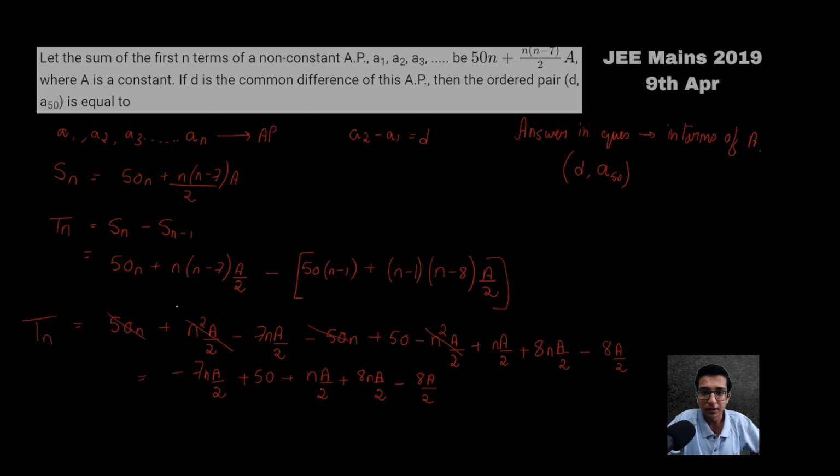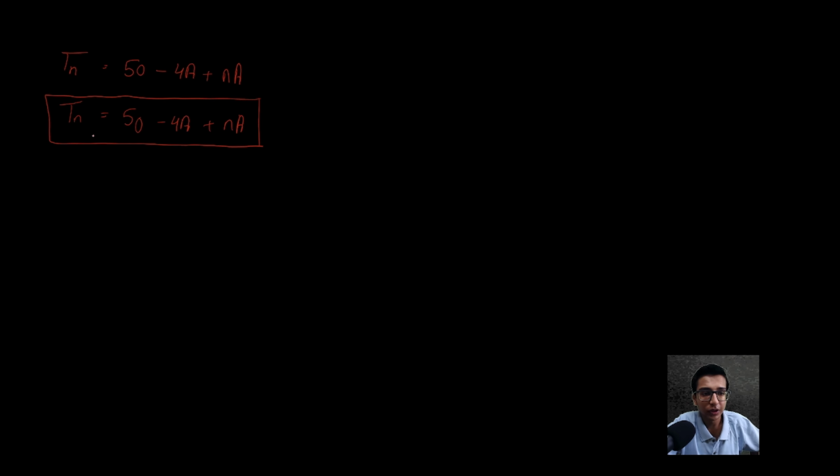Now what did we need to find out? We needed to find D and A50. Since we know what Tn is, we know the common difference. D would be Tn minus Tn-1. So from here we can write down 50 minus 4a plus na, minus, let's take this into bracket, 50 minus 4a plus (n minus 1)a.